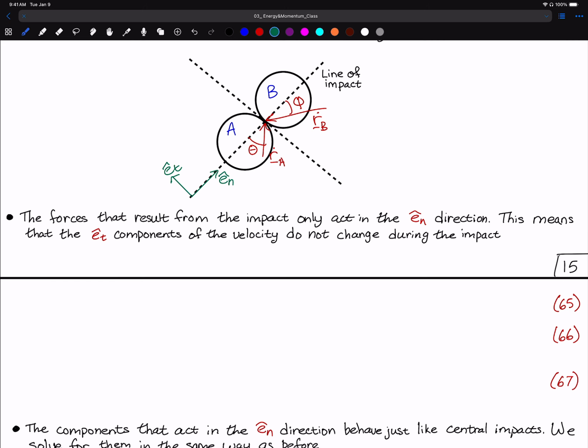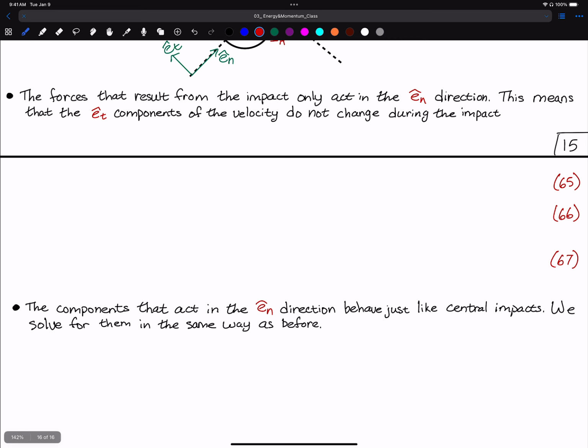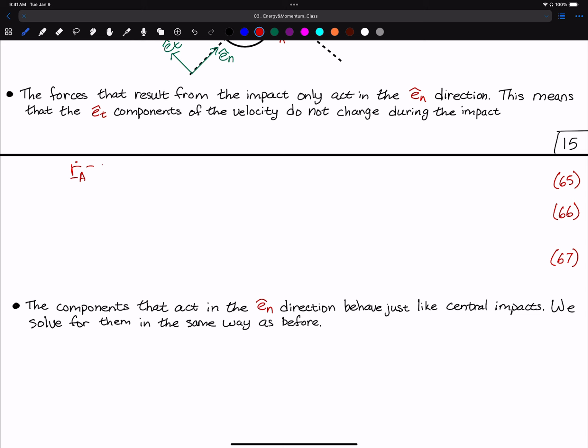So what can we do then? We can expand our velocities into normal and tangential components. So we'll say here that the vector r_A dot minus is going to be equal to some r_A n dot minus, that's the normal component, in the e hat n direction, plus some r_A t dot minus e hat t, and that's our tangential component. We can do the same thing for the velocities afterwards. So we have r_A dot plus equal to r_A n dot plus e hat n plus r_A t dot plus e hat t.